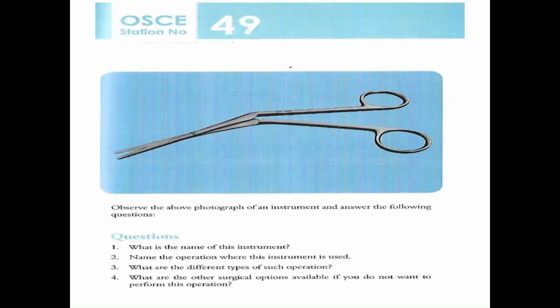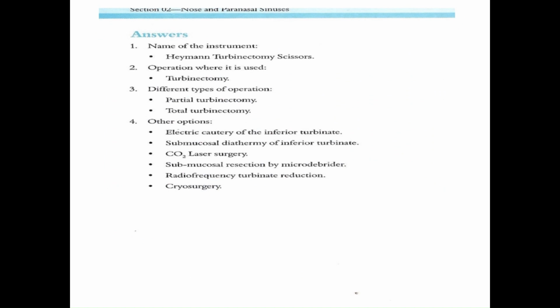Observe the above photograph of an instrument and answer the questions. Name the given instrument and its use. What are the different types of such operation? What are the other surgical options available? Heymann turbinectomy scissors. Used in turbinectomy. Types are partial and complete turbinectomy. Other options are electric cautery of inferior turbinate, submucosal diathermy, CO2 laser surgery, radiofrequency turbinate reduction, cryosurgery.